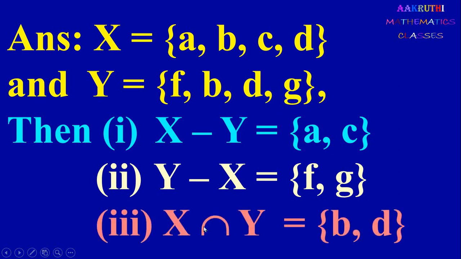So next it is x intersection y. Common element in x and y is B and D. So therefore x intersection y is B and D.